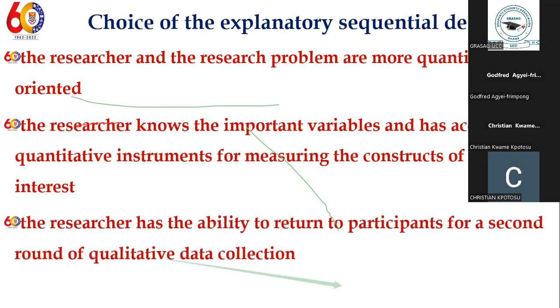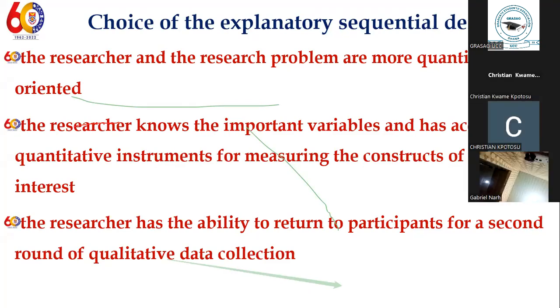Another choice is when the researcher has the ability to return to participants for a second round of qualitative data collection. So you have colleagues in places that you know, oh, this person, when I go to him to observe or interview him, I'll get the data. And let's come to what is happening with our supervisor. Because your supervisor says do something about mixed methods. Then quickly you say, oh, after my quantitative data analysis, I will go and collect qualitative data. You already have in mind who you are going to interview, who you are going to observe. So here, there is no back and forth.